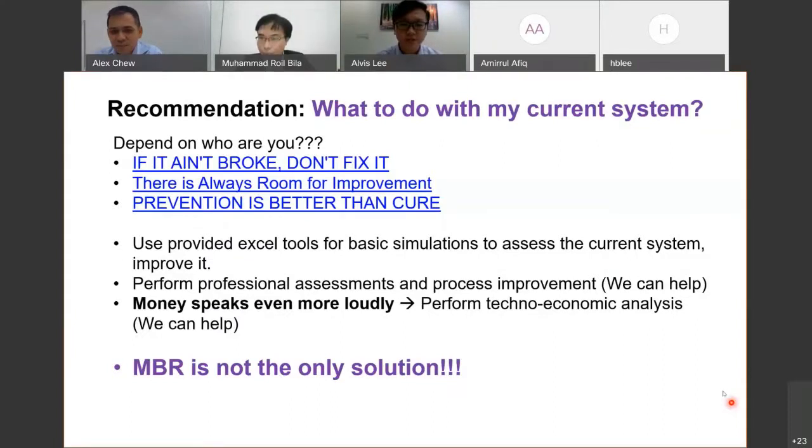Okay, this is from Muhammad Rashid. He asked how frequently MBR needs to be replaced in one year?